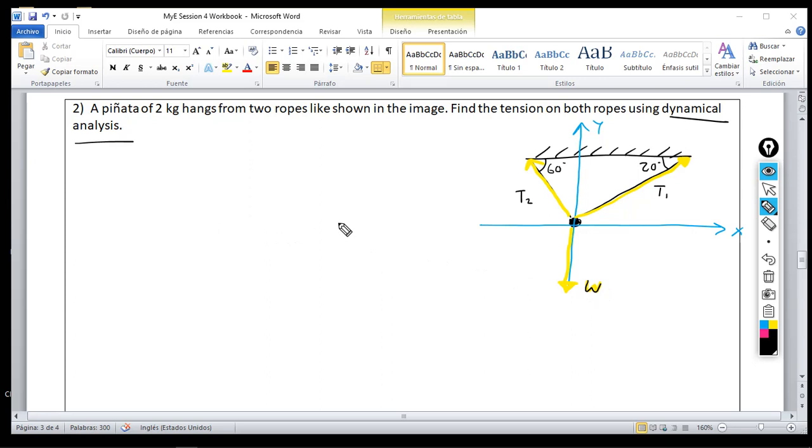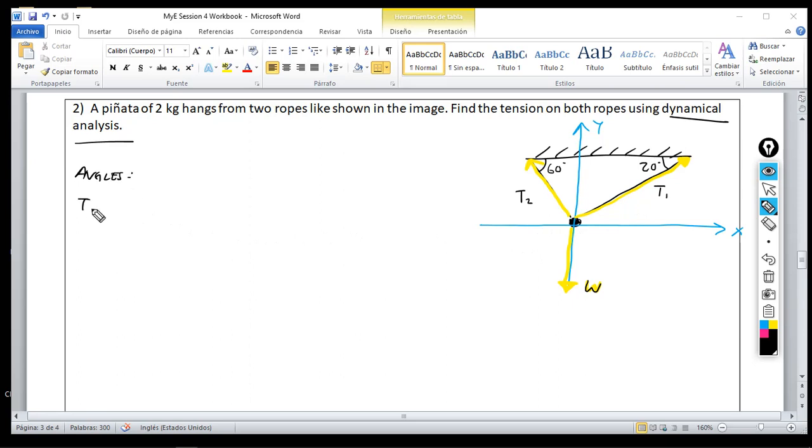And we want to perform a dynamical analysis. So one more time, what do we do? What we do first is get the angles of all of these forces. Okay, let's get the angles. You're gonna see why in a moment.